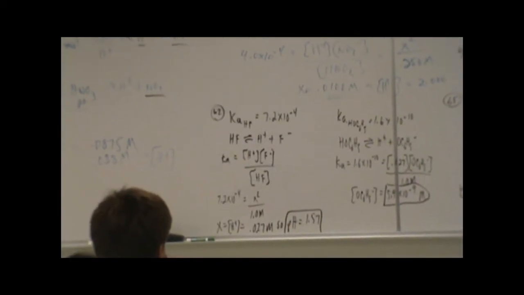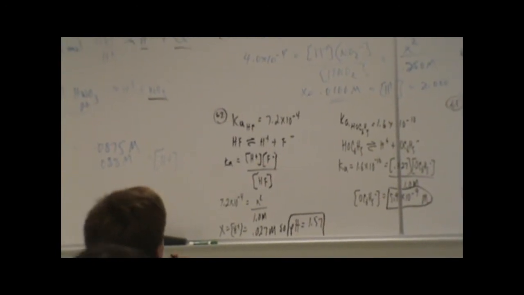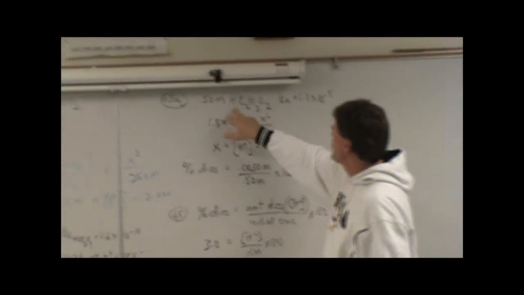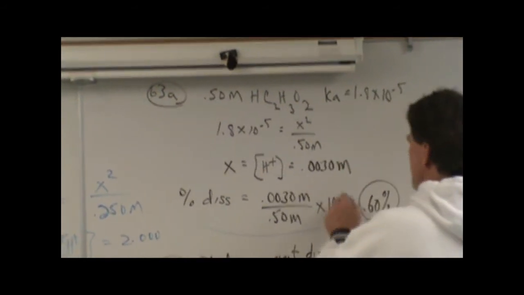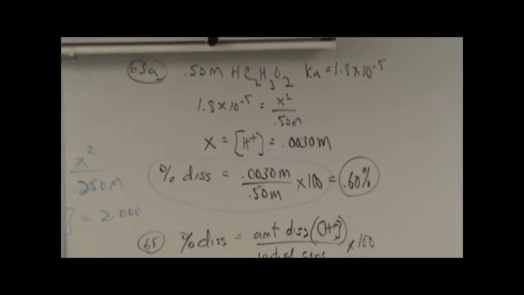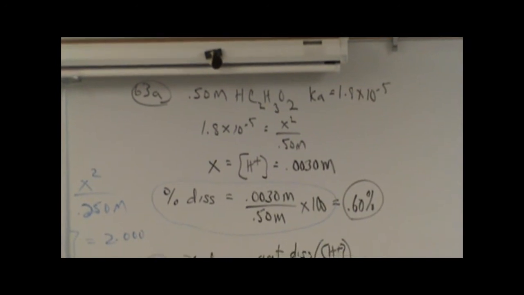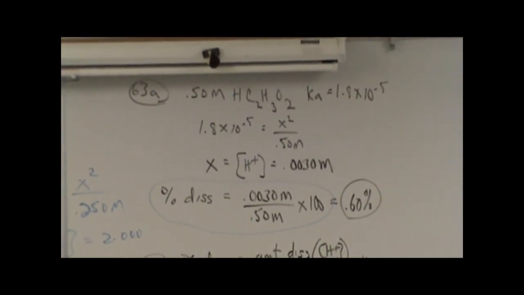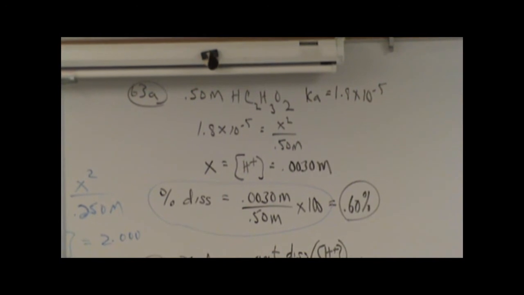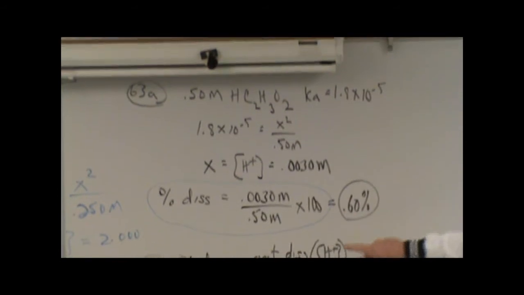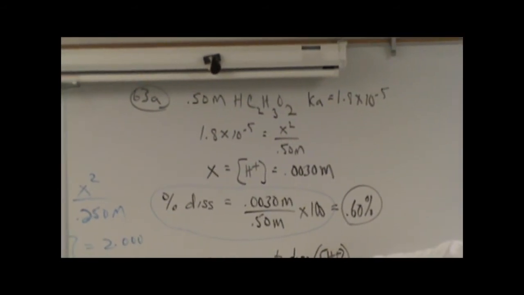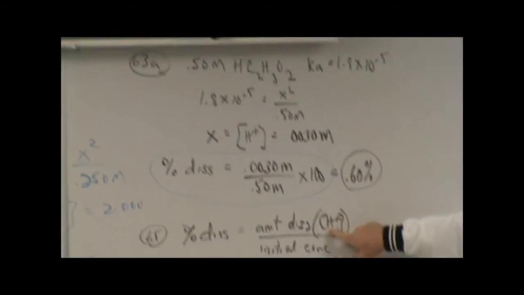Here's 63A. Now, we didn't talk about percent dissociation, so let me just take a moment. Calculate the percent dissociation of 0.5 molar acetic acid. The Ka is given. All you do is use a formula. That's why I didn't take the time to go over it, because it's like so many other things you've done this year, like percent error, or rather percent accuracy. Same formula. The percent dissociation is the amount dissociated, usually for an acid that's going to be the H plus concentration.